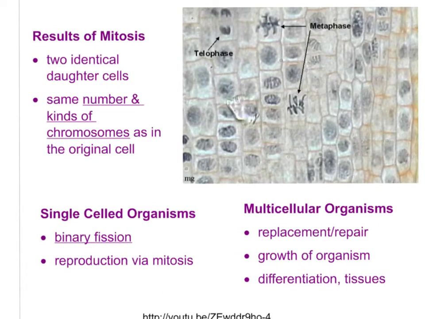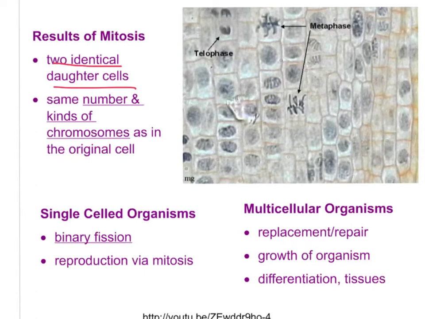So, more review. What is the result of mitosis? When a cell goes through this mitosis process, the result is two identical daughter cells. Those daughter cells have the same number and the same kinds of chromosomes as in the original cell.